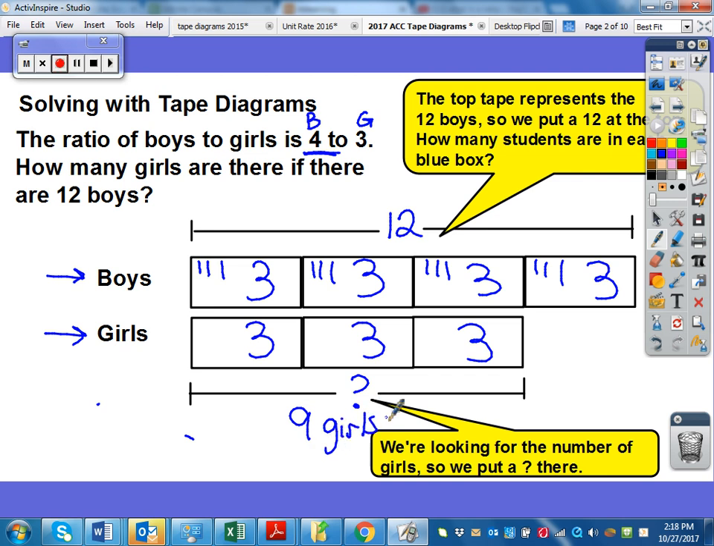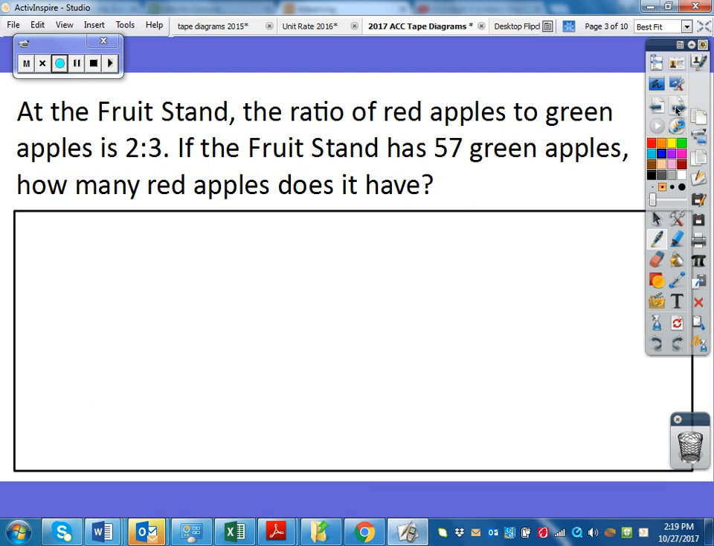The tape diagram is a really easy way to show the ratios, but it's important that you understand why the same number goes in each box. It's because the ratio is set up so that the boys already have 4 boxes compared to the girls' 3. So if I added another group to every boys' box, I would have to add another group to all of the boxes of the girls. Let's go through another problem.